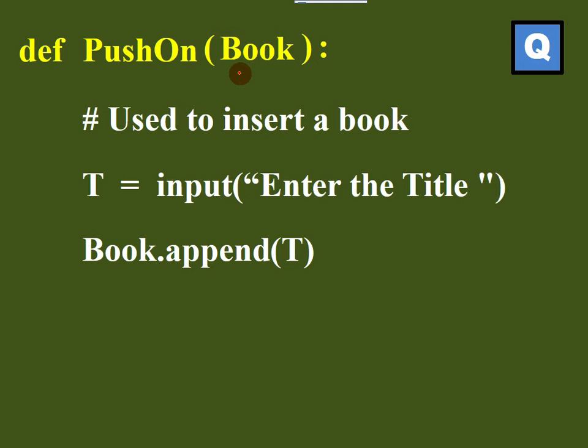And for the board exam, the evaluation is done like this. If the function header is correct, you get half a mark. If the element that you want to insert, the title, is entered from the keyboard correctly, if this line of code is correct, you get half a mark. And here, if this statement is correct, you get half a mark. So for writing this function, you get 1.5 marks.